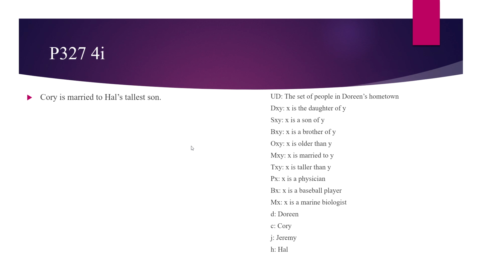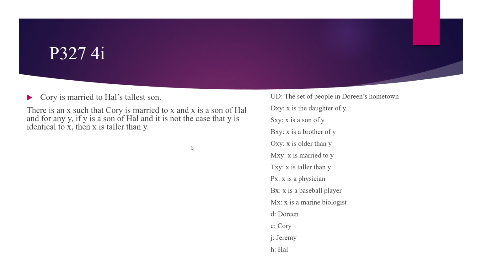So now we have Corey is married to Hal's oldest son. So we're going to have to use an existential quantifier here, right? We don't have an individual, we don't have a name for the person that is Hal's tallest son. So we need to say there is an x such that Corey is married to them and they're a son of Hal. And for any son of Hal that's not that same person, x is taller than them, right? That the son that's married to Corey is taller than any other sons.